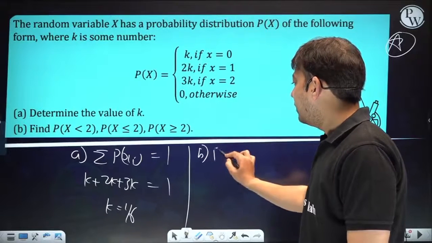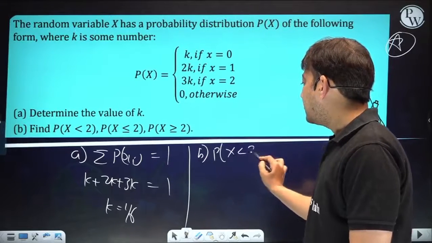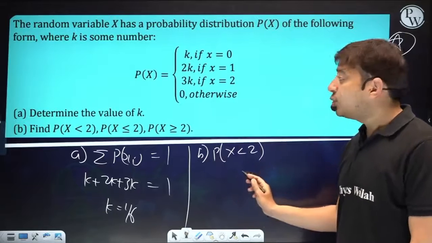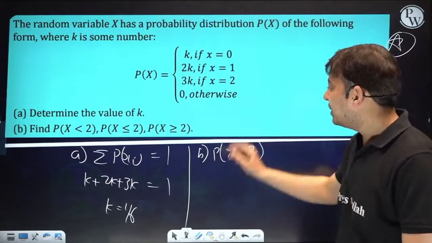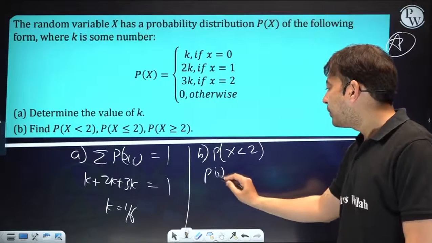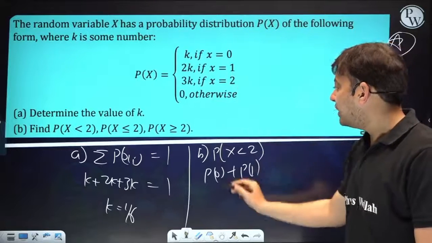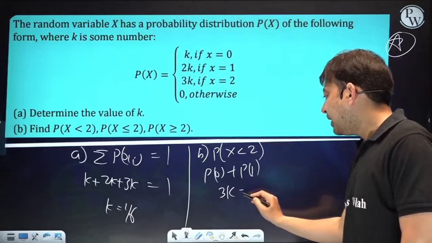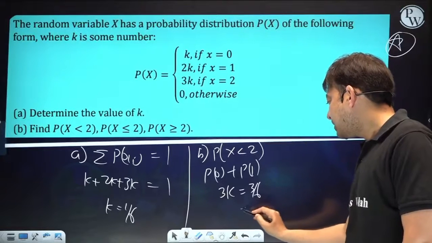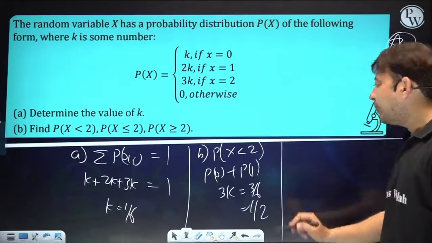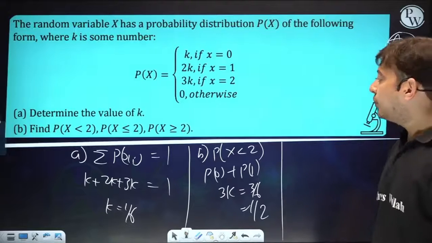B part, probability of X less than 2. Here 2 is not included. So less than 2 is 0 and 1. Now 0 is K, 1 is 2K, it will become 3K. So 3 by 6, that is 1 by 2.